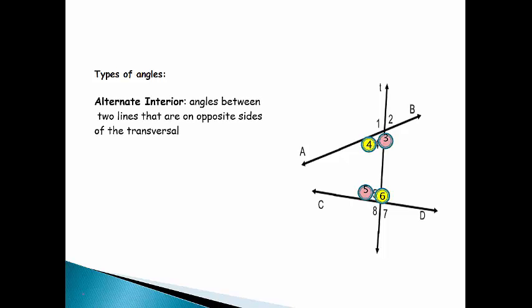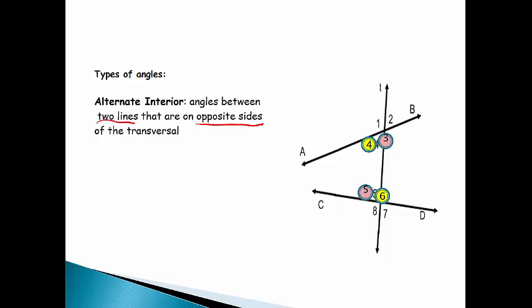We have several special pairs of angles we're going to talk about. The first is what we call alternate interior. They are angles between two lines that are on opposite sides of the transversal. So for example, 3 and 5, we want to highlight those with one color. And 4 and 6, we want to highlight those with a different color.